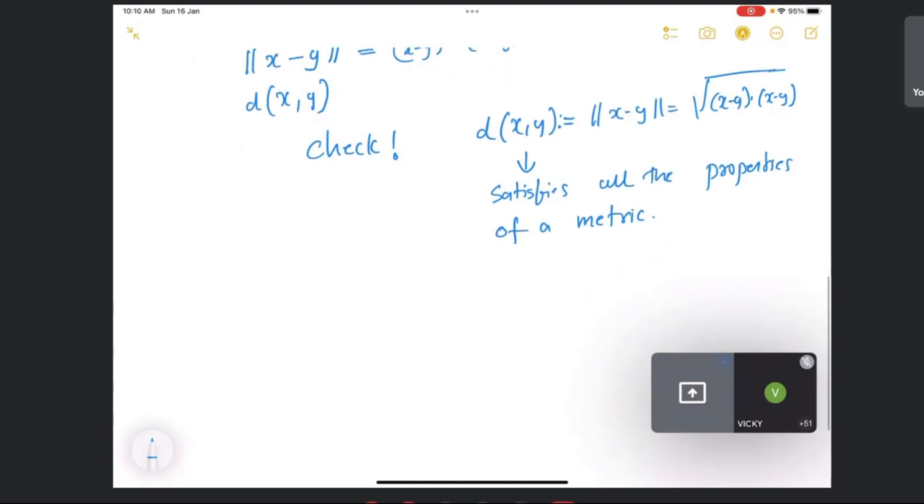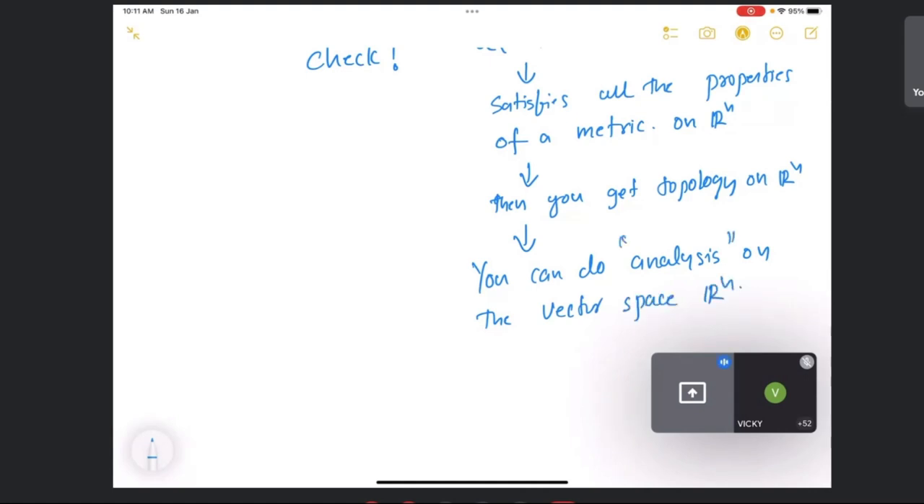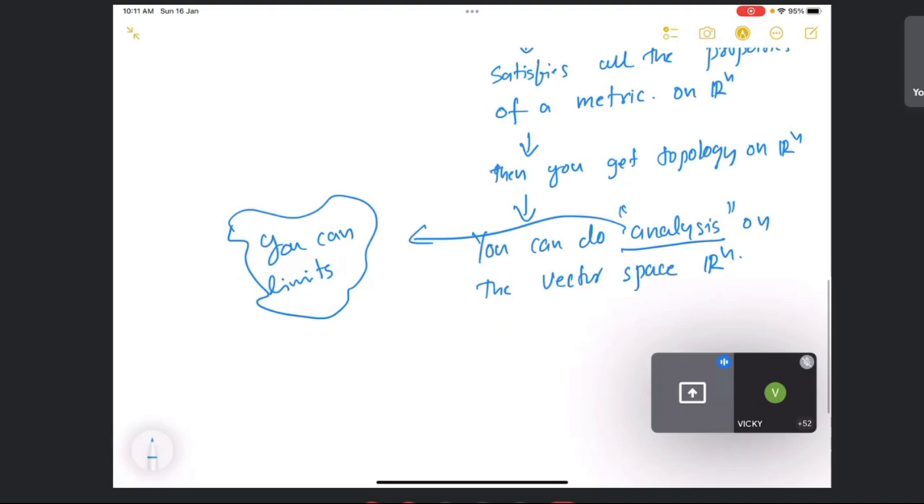All right. And once you have a metric, then you have a metric on R power n. And once you have a metric on R power n, then you get a topology on R power n. And that means you can do analysis on the vector space R power n. And by the word analysis, what I mean is you can take limits. That's it. Now you can speak about sequences, their convergence, and all such things can be done in a vector space.